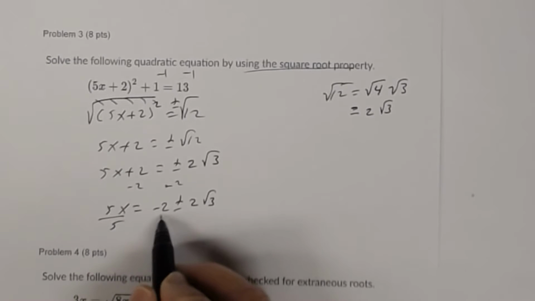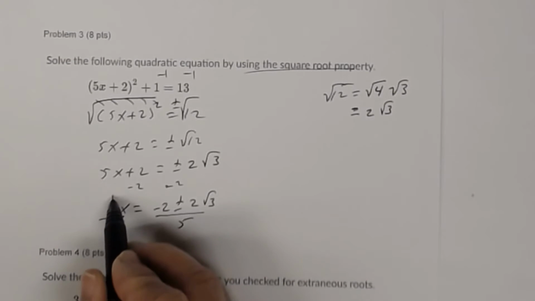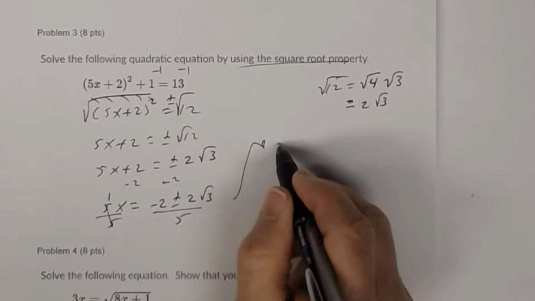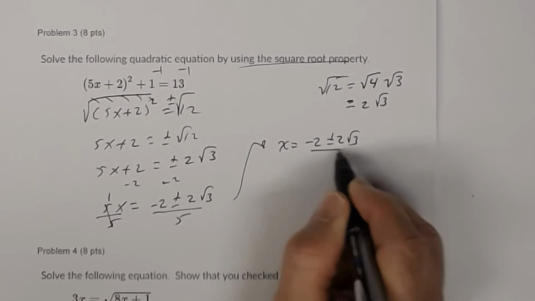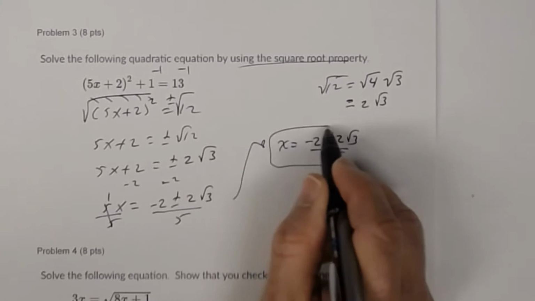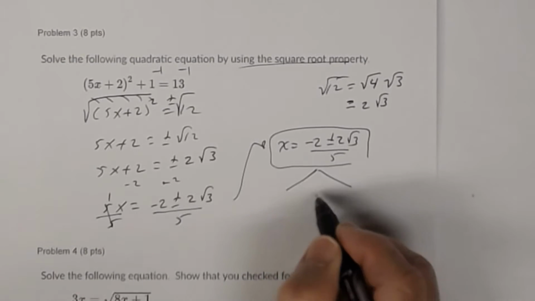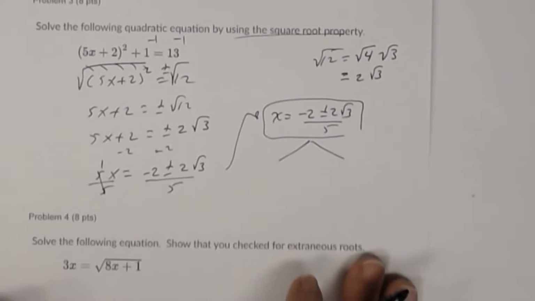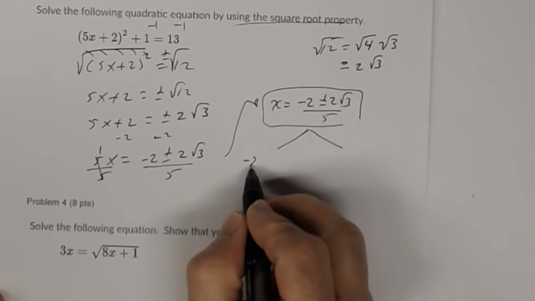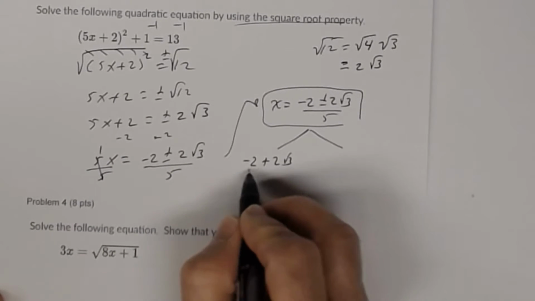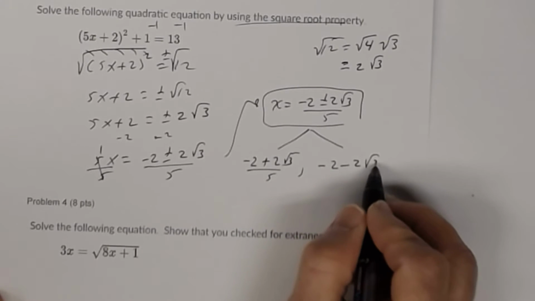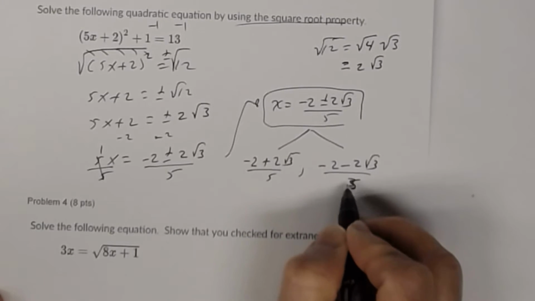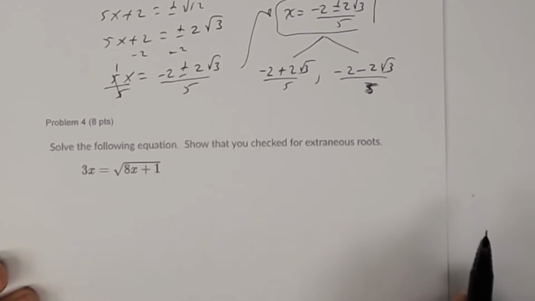And then dividing both sides by 5, 5 divided by 5 is 1. I get x equals negative 2 plus or minus 2 square root of 3, divided by 5. And you can leave your answer like that. Now if you want to write it as two separate solutions, you can. You could say negative 2 plus 2 square root of 3 divided by 5, comma, negative 2 minus 2 square root of 3 divided by 5. Okay? So either one's fine.